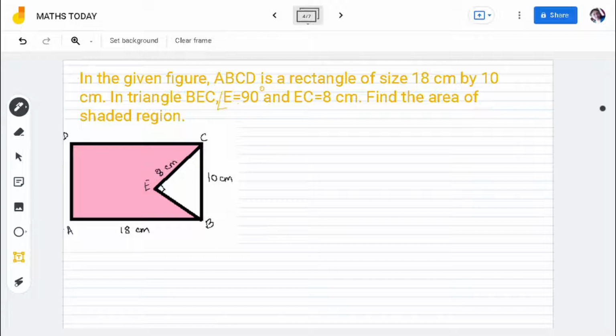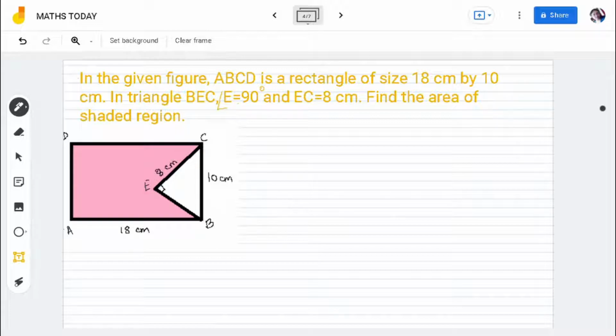In triangle BEC, you can see that inside this rectangle, one triangle has been drawn, taking BC as one of its sides. So BEC is a triangle in which angle E is 90 degree, and it is given that EC is equal to 8 centimeter. What we have to do in this question is find the area of the shaded region. In this figure, the shaded region is this pink part. So we have to find out the area of this pink part, right?